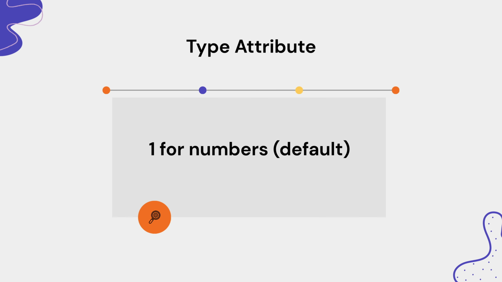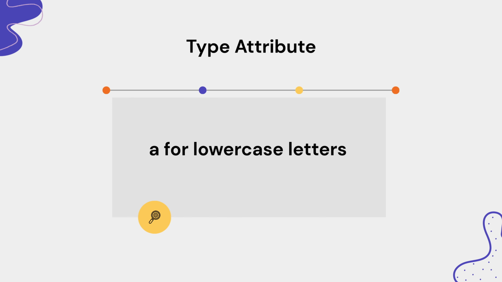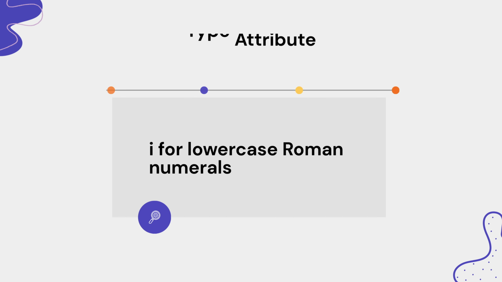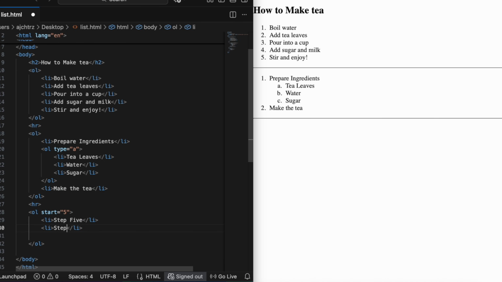1 for numbers, which is a default. A for uppercase letters. Small a for lowercase letters. I for uppercase Roman numerals. And small i for lowercase Roman numerals. You can also set the starting number using start. That's super handy when you are continuing a list from a previous section.